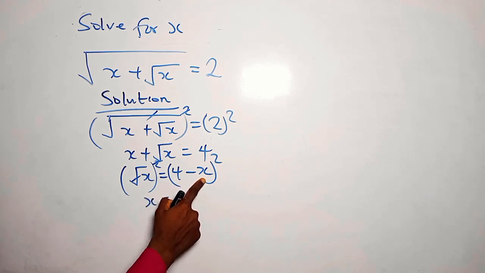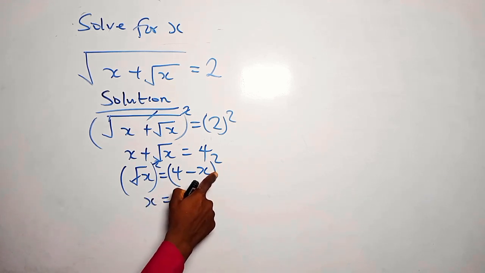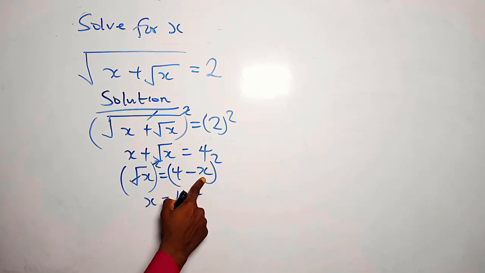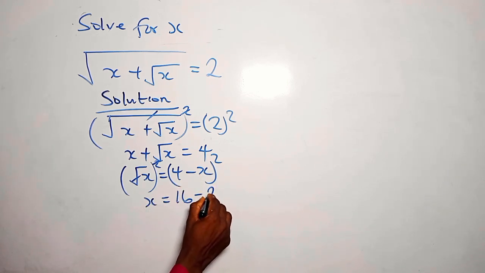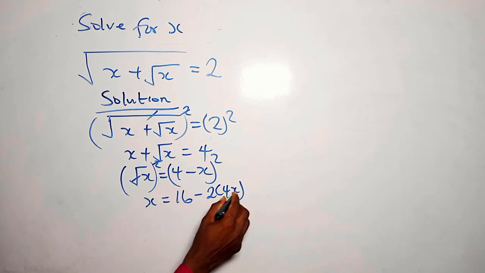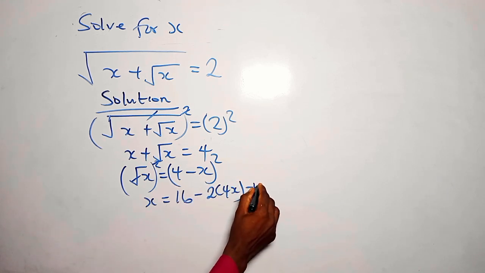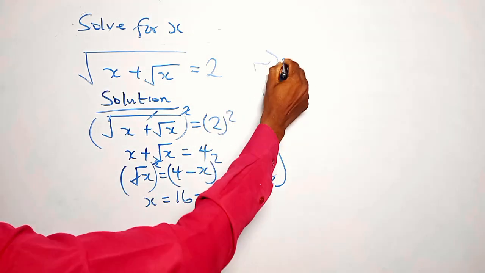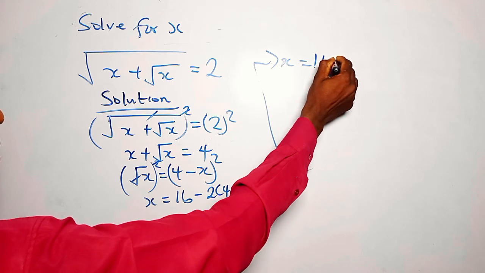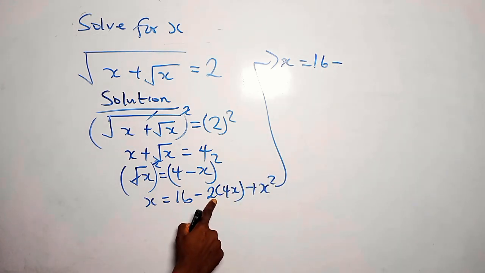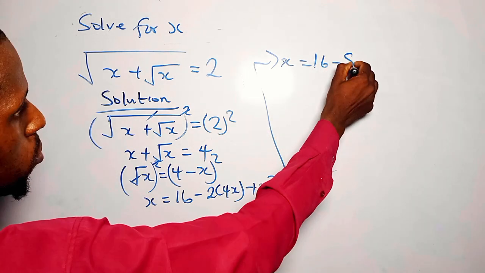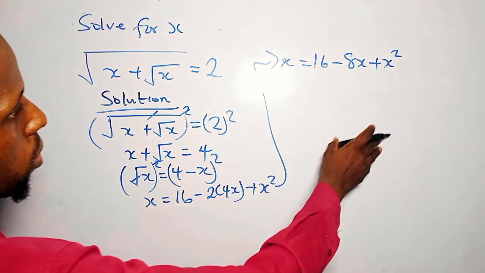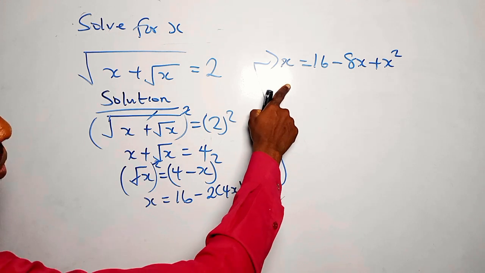For 4 minus x squared, by the time we open this up, we have 4 squared, which is 16. The product of this is 4x, and we multiply it by 2, minus plus the square of this. So we have x equals 16 minus, multiplying 2 times 4x, we have 8x, plus s squared. So we can put this in the standard form of a quadratic equation.